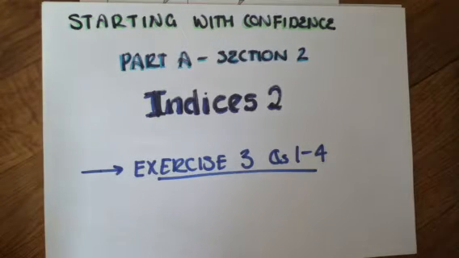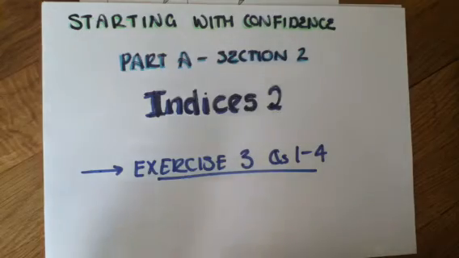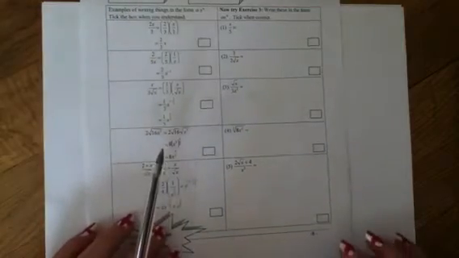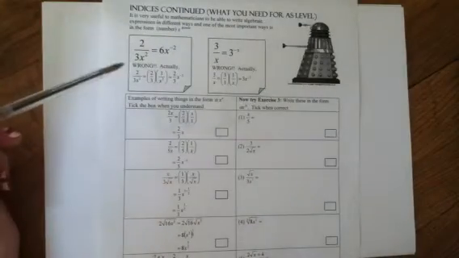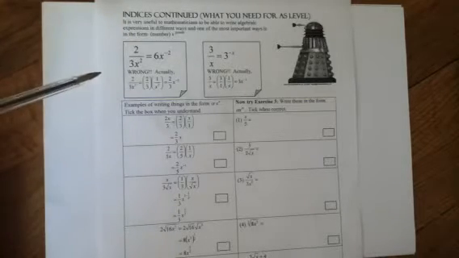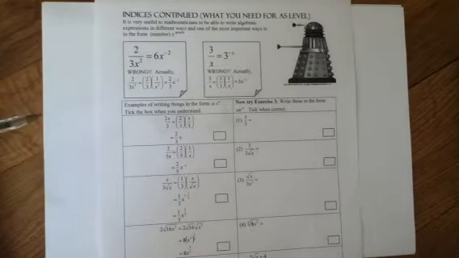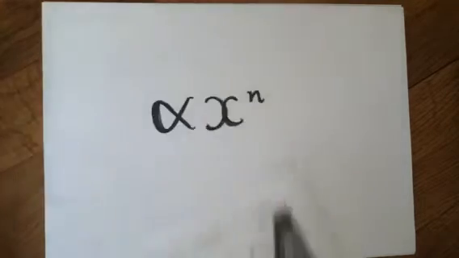So here is the second video for the Starting with Confidence booklet, part A, section 2, and it's on Indices 2, and this will help you answer exercise 3, questions 1 to 4. What we're going to do is go through, again, some of the method. We're going to look at some of these examples, and in particular we're going to look at where things will go wrong when the method is not followed properly, and hopefully this will illustrate to you the sneaky problems with this and where to help yourself when it comes to answering questions.